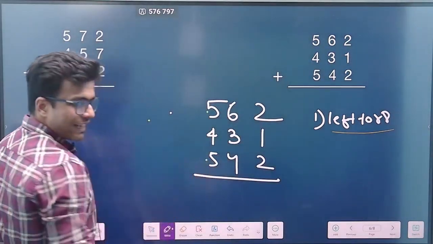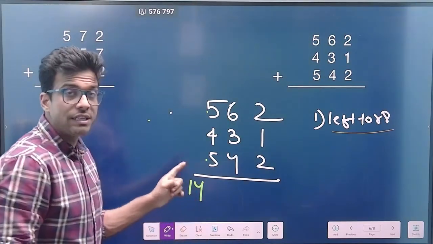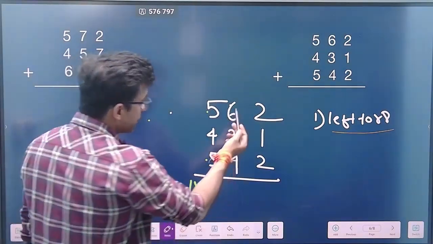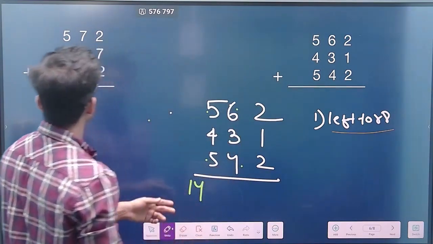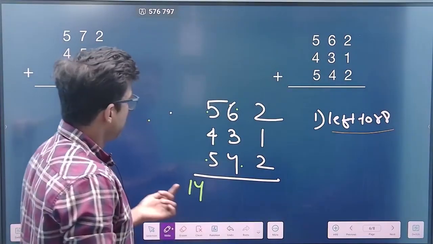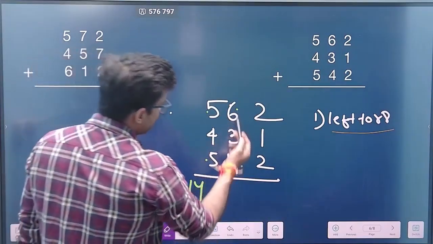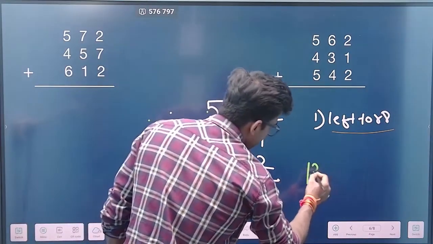5 plus 5, 10 plus 4, 14. So I'll write down 14. This 14 might be changed if 10 comes here. Now 6 plus 4 is 10 plus 3 is 13. So again 13 came. So for 13, this is the sum.